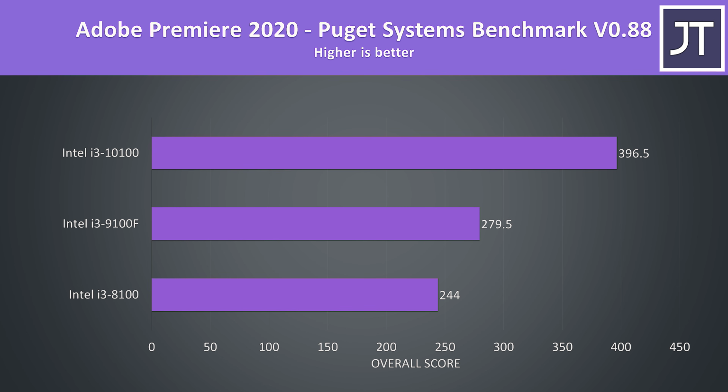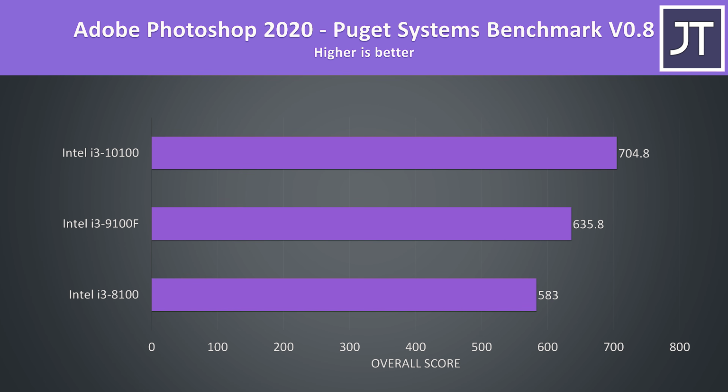Premiere was also tested using the Puget Systems benchmark tool, and this test factors in more than just export times, such as live playback. The 10100 was doing much better in these combined Premiere tests, scoring 42% faster than the 9100F, and a massive 63% faster than the 8100. So if you're a video editor, the 10th gen option does have some nice improvements.